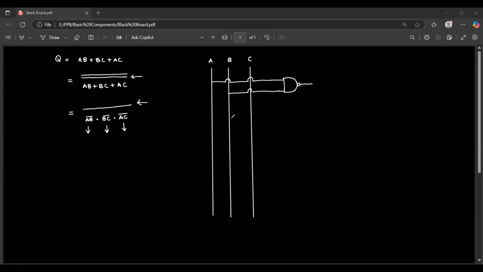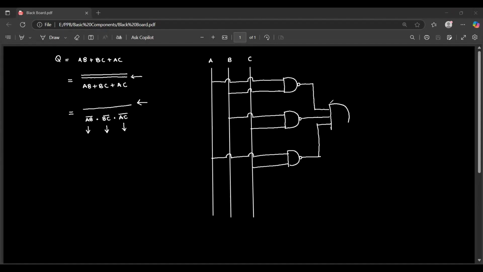And then we have BC whole thing bar. So this is B and this is C, and they are sent through a NAND gate. And finally, AC whole thing bar. So we have A and then C sent through a NAND gate. Now we have to have these three signals sent through a single NAND gate to find the final answer. So let's send them through a NAND gate so that we can find the answer.